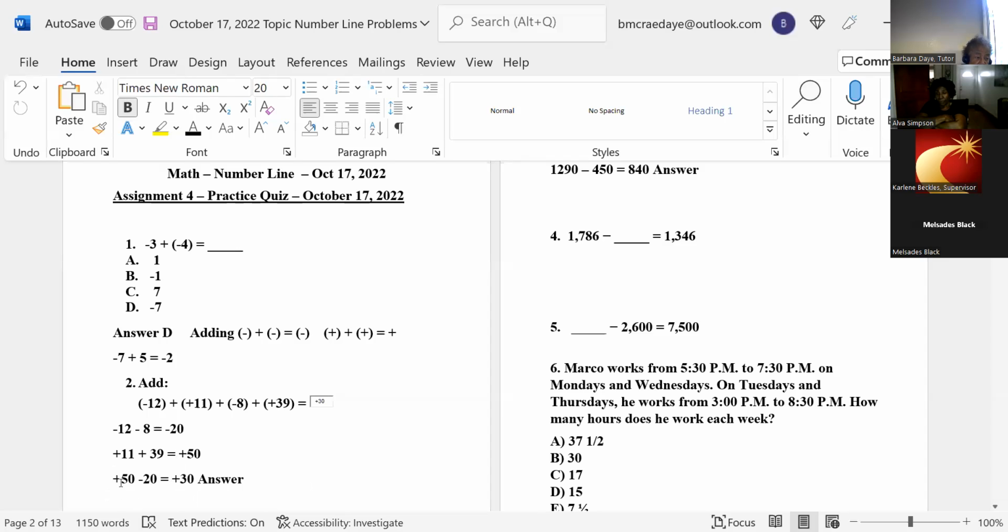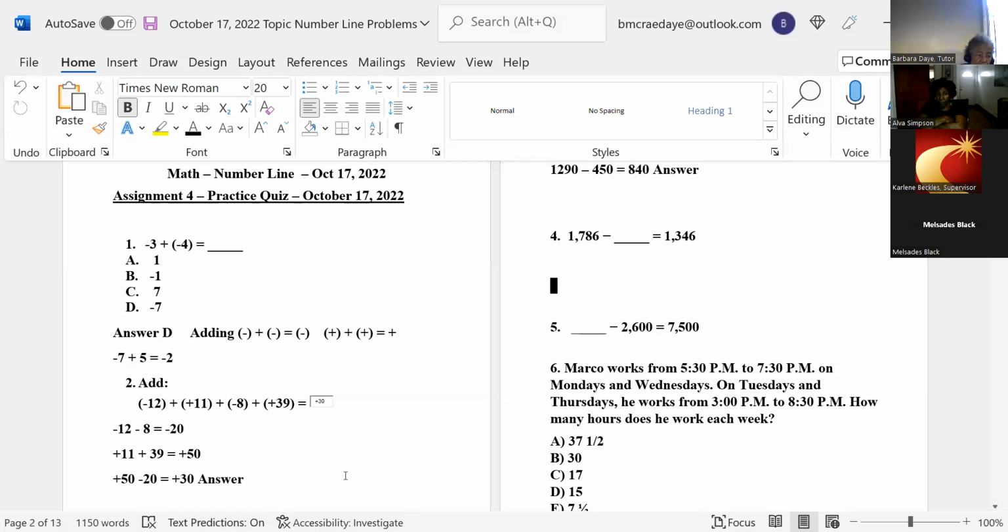Or you could say, if you have more positives than negatives, then your answer will be positive. You have 50 positives and 20 negatives, so your answer would be positive. If this had been a minus 50 and a plus 20, then your answer would have been a negative 30. Got it? Okay.